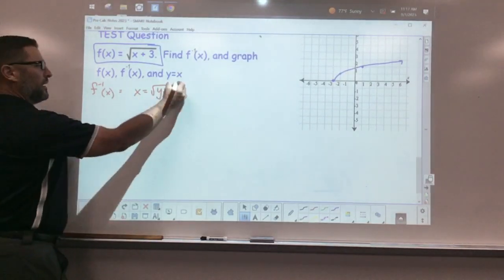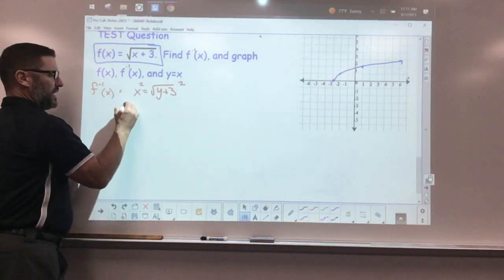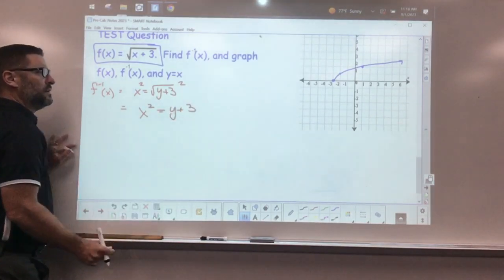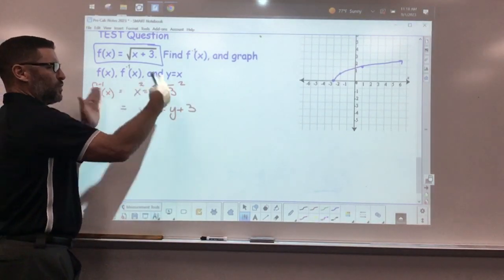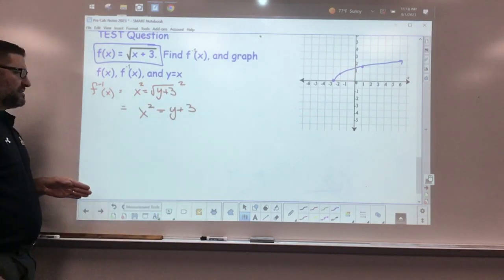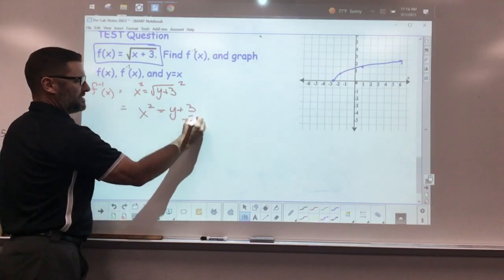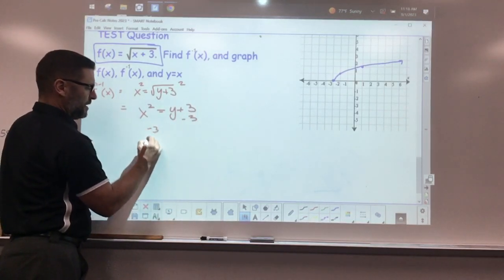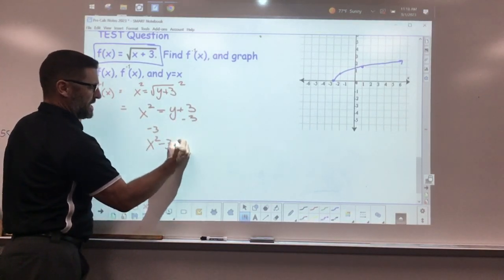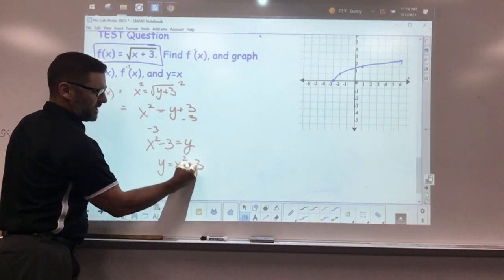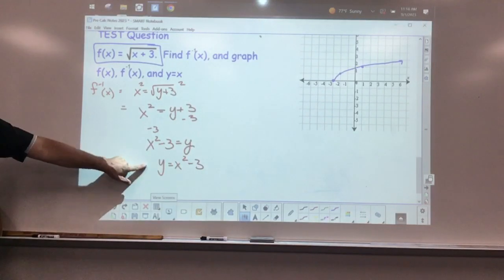So I'm going to square it, and I get x squared equals y plus 3. I'm not square rooting, so I don't add in any plus or minuses in there. I just square them, and I got to there. And now I'll minus the 3, and I get x squared minus 3 equals y, or y equals x squared minus 3. Get it down to there.